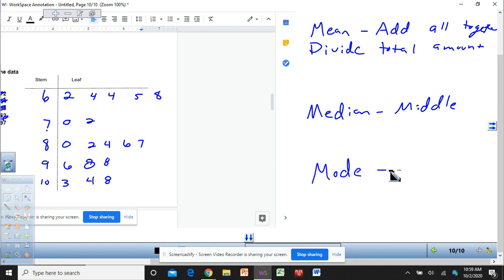And then mode. Mode is the one that happens the most often, meaning if you look at these, which one happens the most? Well, 98 happens twice and 64 happens twice. So your mode would be both of those. Your mode is the ones that happen the most often. And if there's a tie, you just write them both.